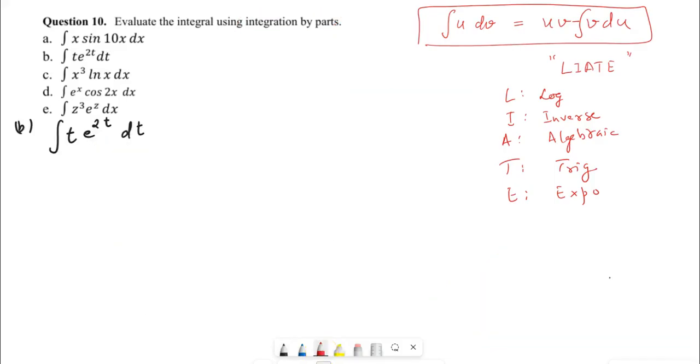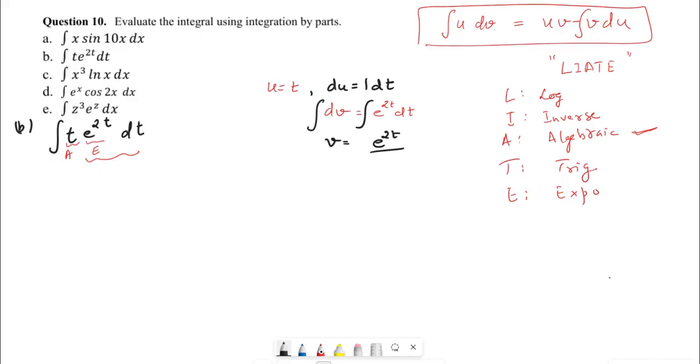Part B. t here is an algebraic function. e is an exponential function. Algebraic function comes first, therefore u is named as t, and dv connected with the next function is e^(2t) dt. We are going to differentiate u to get 1 dt, and we are going to integrate dv to get v is equal to e^(2t) by 2.